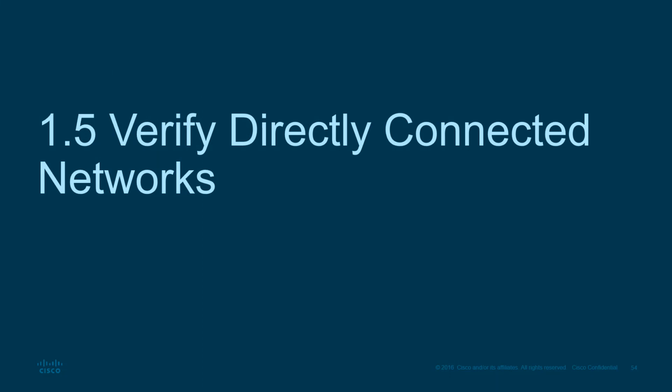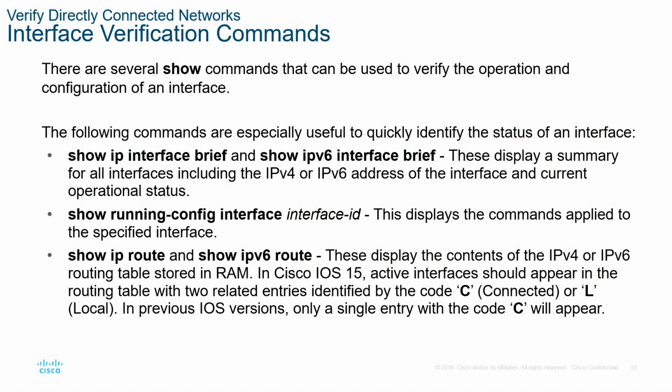Last section is 1.5, verifying directly connected networks. Again, with this material, we are looking at directly connected networks and static networks. We're not talking routing protocols too in-depth in this course. So how do we verify?